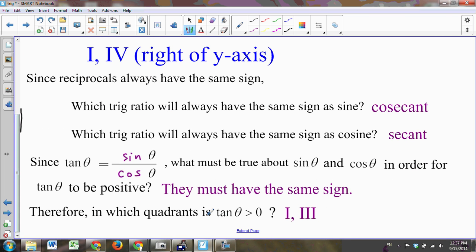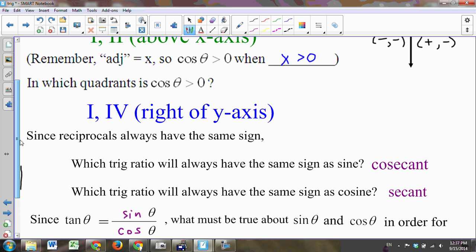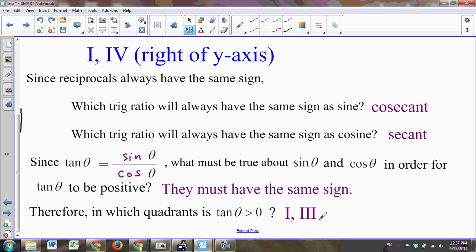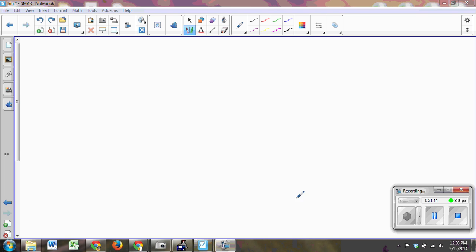Since tangent is opposite over adjacent, tangent is going to be positive when the opposite and the adjacent have the same sign. They're either both positive or both negative. So tangent will be positive in the first quadrant and the third quadrant. That's when tangent is positive, which would also be when cotangent is positive. And I believe that is all I have for this little trigonometry review.